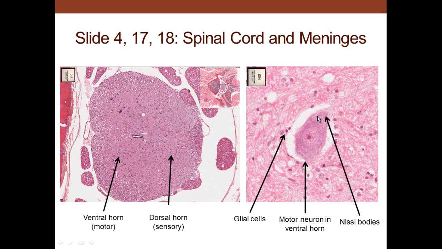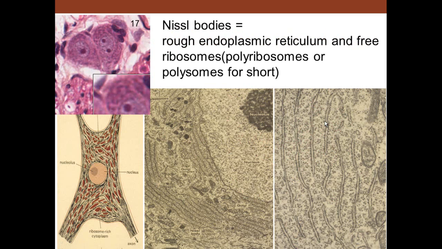And the Nissl substance is the ribosomes and the rough endoplasmic reticulum that we have producing proteins in the cell. Here we see Nissl substance is the rough endoplasmic reticulum and the free ribosomes, polyribosomes or polysomes for short. And here we can see them. There's the polysomes, and then this is the rough endoplasmic reticulum.